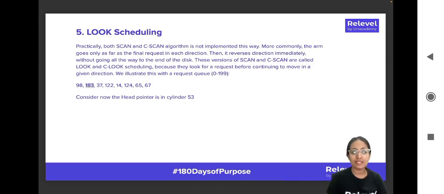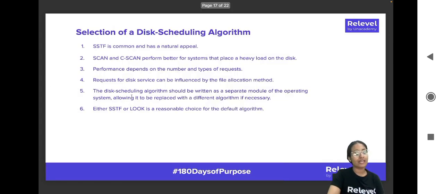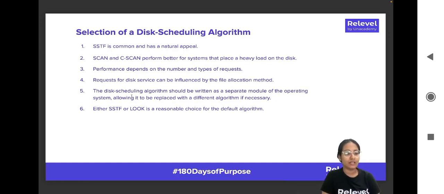Now, when you know so many algorithms, one of the very common questions that can come to your mind is, how do we select a disk scheduling algorithm? How do we know in what situation which scheduling algorithm is better? There are certain situations that have been considered, and for certain situations we usually have a particular algorithm that fits really well.